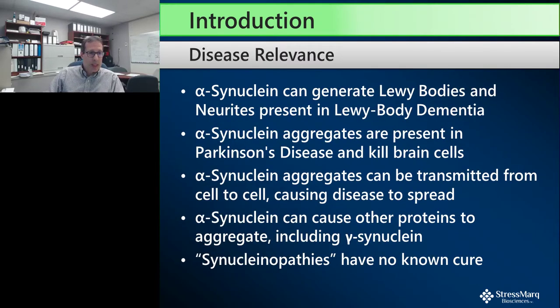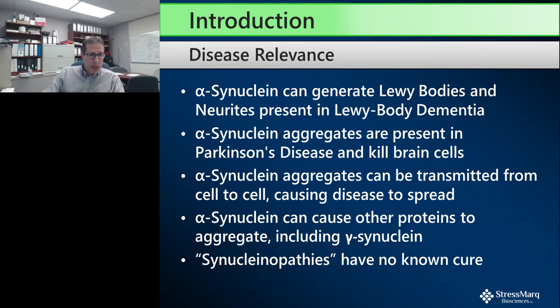Now, in terms of the actual disease, alpha-synuclein oligomers and fibrils can generate Lewy bodies and neurites, which are present in Lewy body dementia, a disease often associated with Parkinson's. And these aggregates, which I will show you shortly, manifest themselves in the brain. And, also synonymous with Parkinson's disease, they kill brain cells. And unfortunately, these aggregates can be transmitted from cell to cell in a variety of different ways. In fact, they're really quite stable entities, causing the disease to spread throughout the brain.